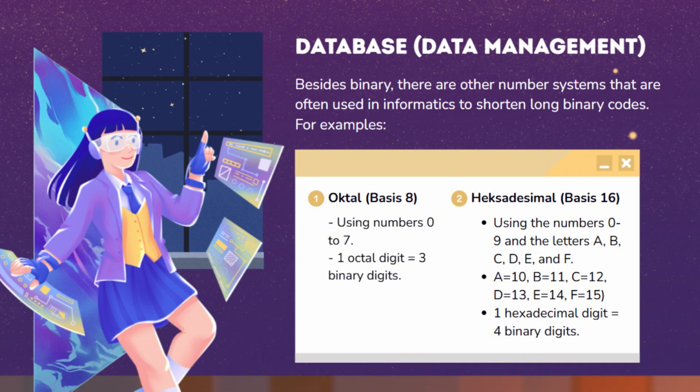For example, number one is octal, base 8. This uses the numbers 0 to 7, and one octal digit is three binary digits.